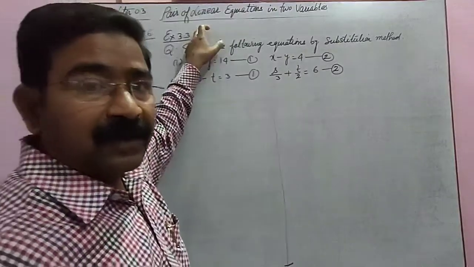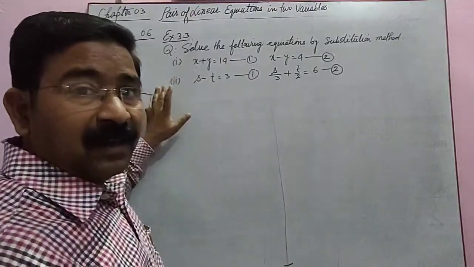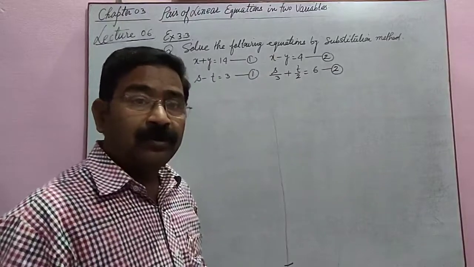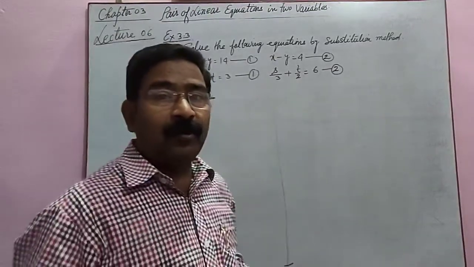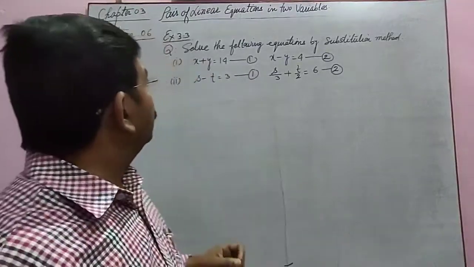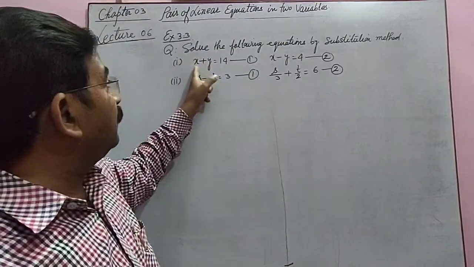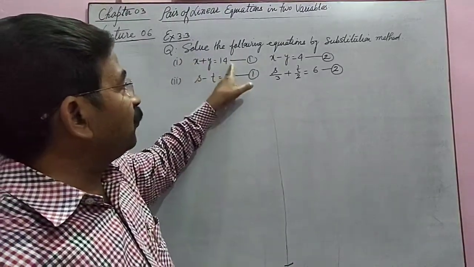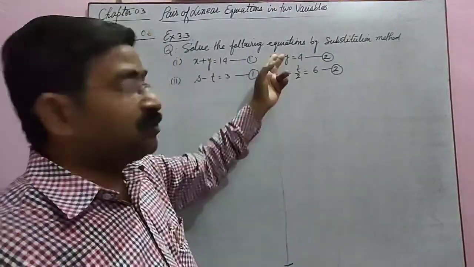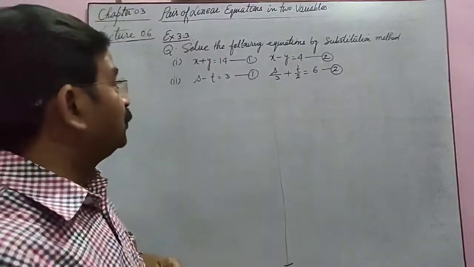It has several parts in the question. I have written just the first and second parts. Let's see how to solve by the substitution method. As I told, you have to find the value of one of the variables in terms of the other and substitute it in the other equation. Like the first part, I have x plus y is equal to 14 and x minus y is equal to 4. From these two equations, find the value of x or y to substitute in the other equation.